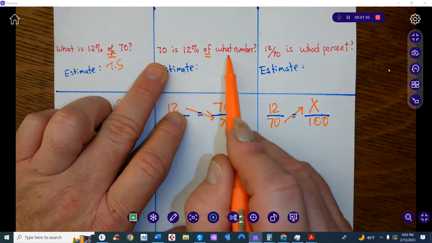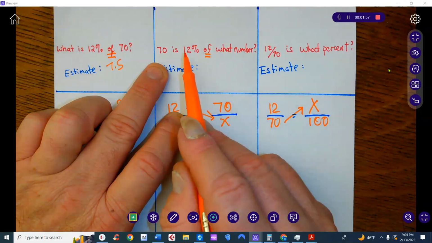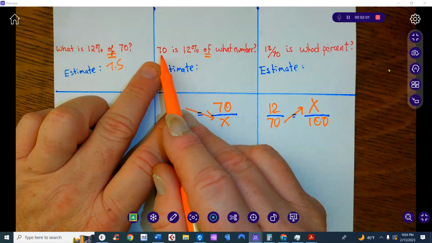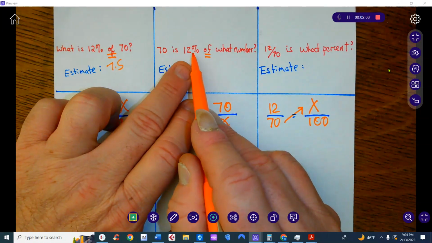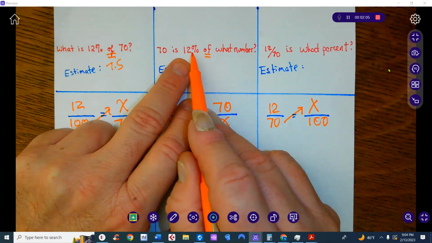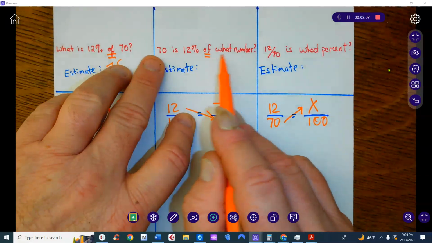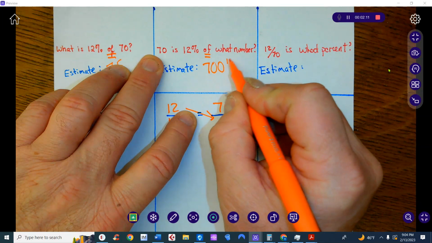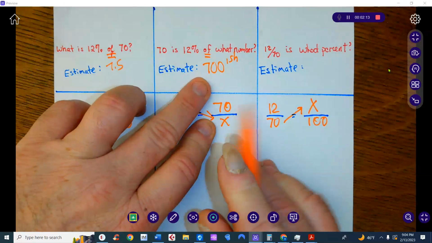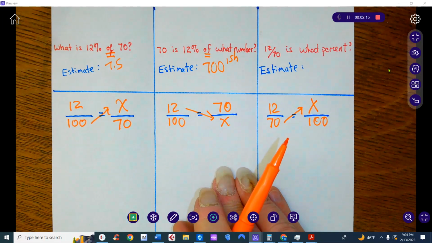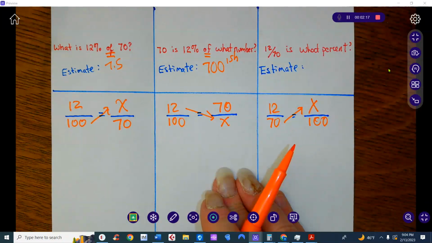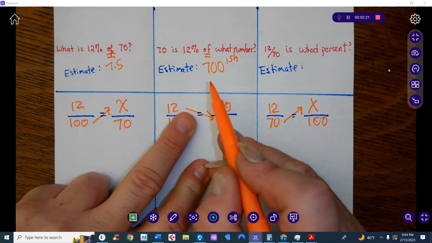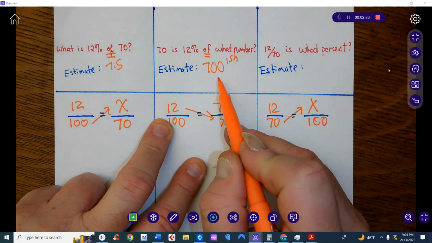70 is 12% of what number? Well, I know that 10% of 700 is 70. So this will probably be around 700-ish. So if you get your answer, and it turns out to be a decimal number, like 1.6 or 0.52, you know you've done it wrong. Your answer has to be in the ballpark of 700.